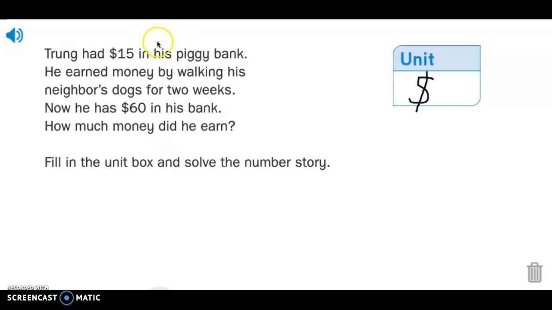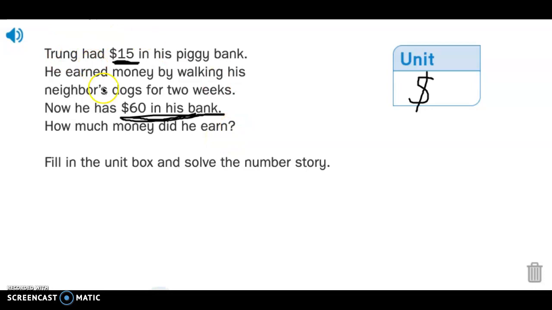And it's always a good idea to underline what we know. Trung had $15. That's what he started with in his piggy bank. Then he earned money by walking his neighbor's dog for 2 weeks. Is the 2 weeks important to us? No, we just want to know how much he earned. And we know what he ends with. Now he has $60 in his bank. So he ended with 60. How much money did he earn?